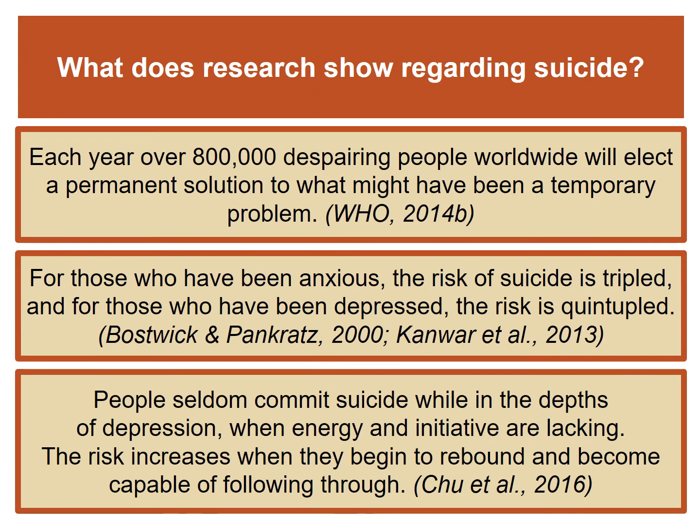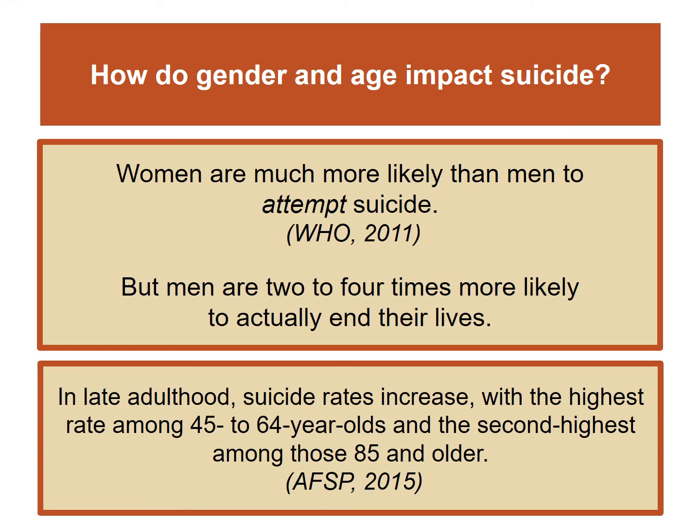What does the research show regarding suicide? Each year, over 800,000 despairing people worldwide will elect a permanent solution to what might have been a temporary problem. For those who have been anxious, the risk of suicide is tripled, and for those who have been depressed, the risk is quintupled. People seldom commit suicide while in the depths of depression, when energy and initiative are lacking. The risk increases when they begin to rebound and become capable of following through.